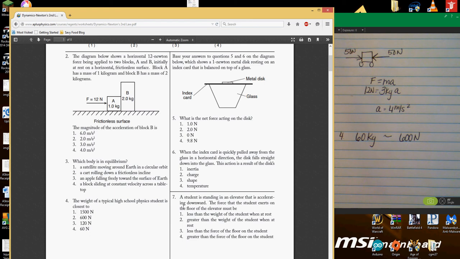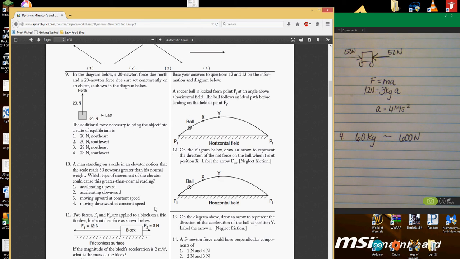Okay, the next one is question number 10. A man standing on a scale in an elevator notices that the scale reads 30 newtons greater than his normal weight. Which type of movement of the elevator could cause the greater than normal reading? Your answer should be choice number 3.